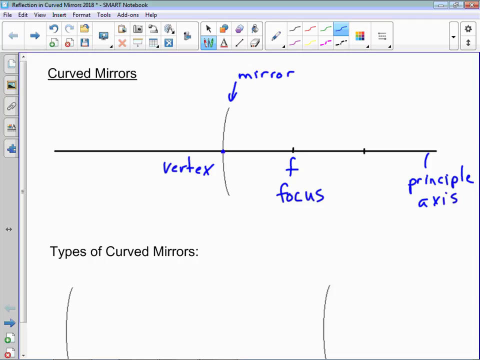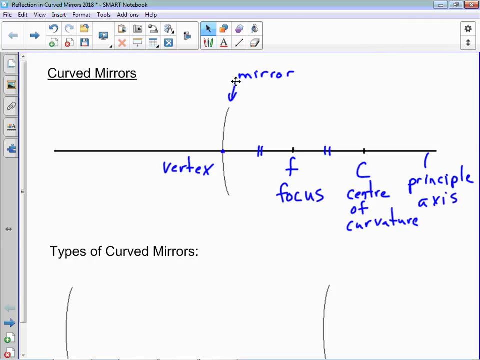For many curved mirrors, if the curvature is just right, that focus is a point that's exactly halfway between the center of curvature of the mirror and the vertex. So the distance from here to there is the same as the distance from here to there. The focus is exactly halfway from the center to the vertex.